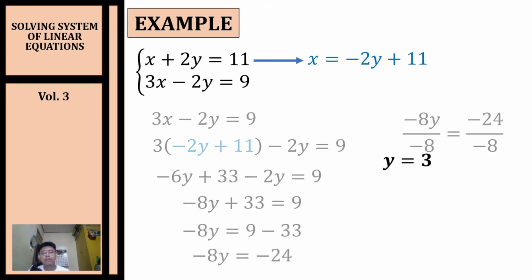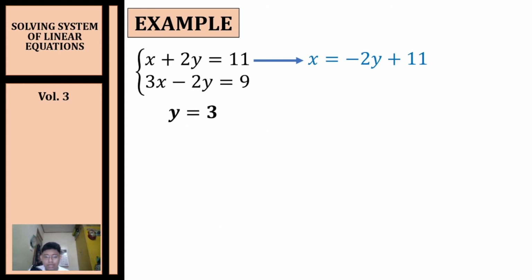Now that we have our value of y, we can now use this in getting the value of our variable x. We can either substitute y to our first equation, second equation, or to our isolated value of x of our first equation. For me, I will use the isolated value of x already, because if we substitute the value of y, we simplify it, we will get the value of x without transposing or transferring other terms.